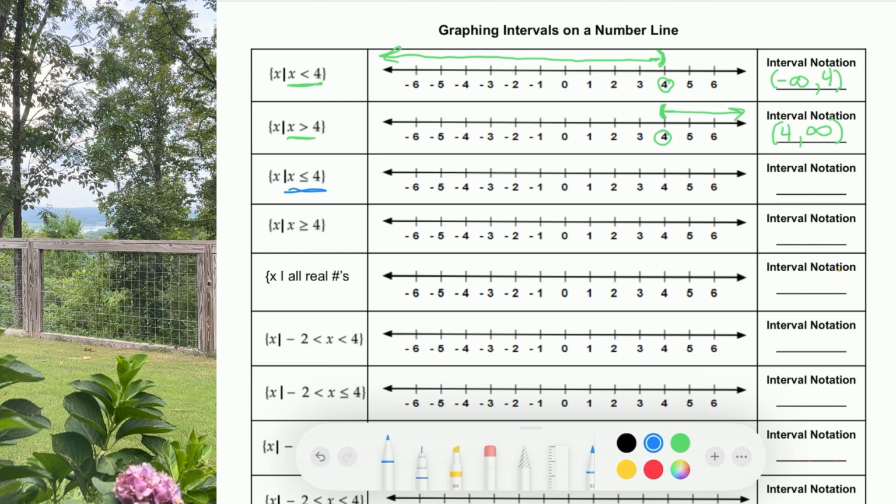Now let's look at this next one. X is less than or equal to 4. So 4 is still our reference point. They're telling us that x is less than or equal to. So it's going to go this direction.